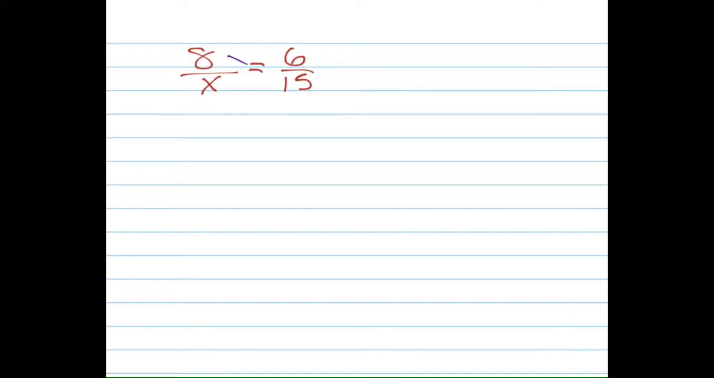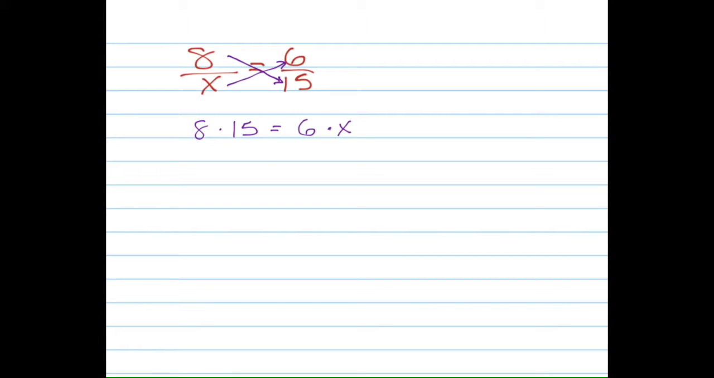All you do is multiply in a cross formation. You multiply the numerator on one side by the denominator on the other side. And when you do that, you have to come up with equivalent products. 8 times 15 has to equal 6 times x.